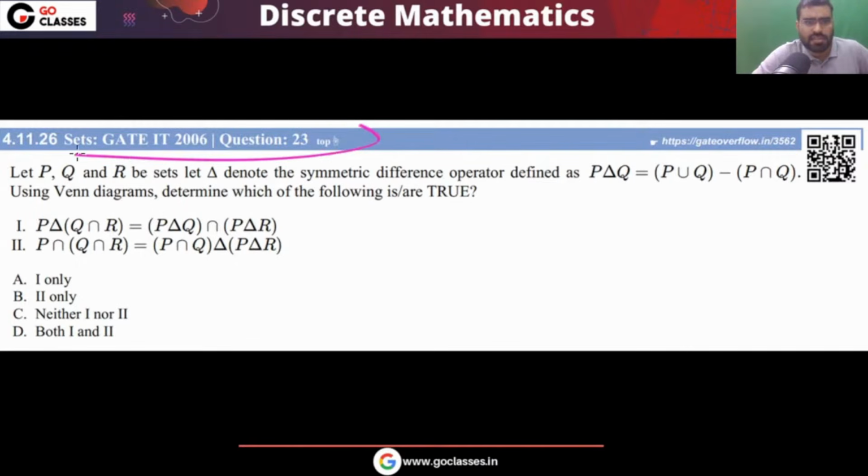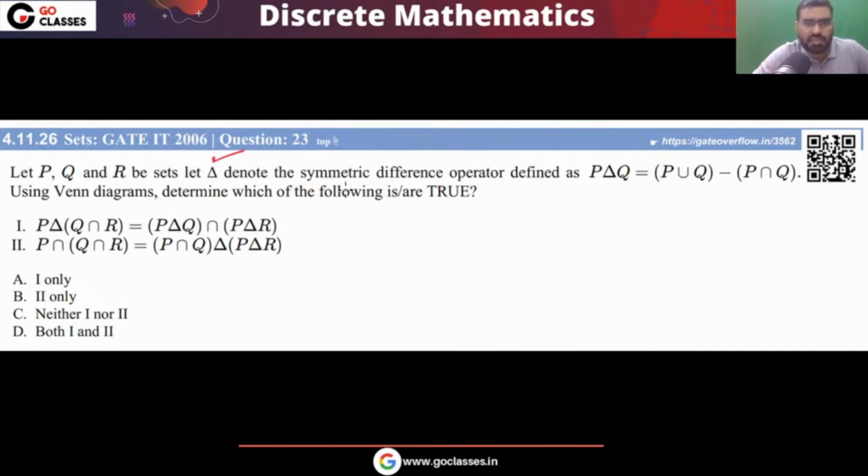Let's see this. This is a GATE 2006 question. Can you try? The question is saying that P, Q, R are sets. So you have three sets P, Q, R, and this is denoting the symmetric difference.